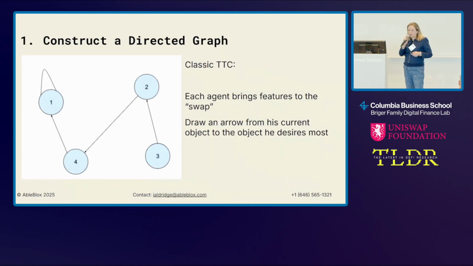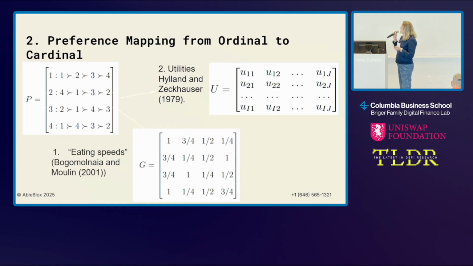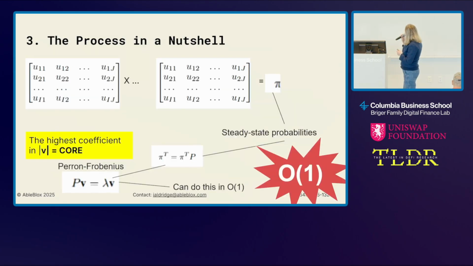So this is just a simple example, right? You have a bunch of objects, in this case 4, maybe 4 users as well. And in this TTC, you draw the top preferences for everybody and you draw these cycles. That's why it's called top trading cycles. So it's a classic way to solve allocation problems from anything from housing to school choice. If anybody has kids in New York City, you probably heard about it. And so what we're doing is we're taking ordinal preferences, converting them to cardinal preferences. And then we're solving for steady state probabilities by applying eigenvalue decomposition.